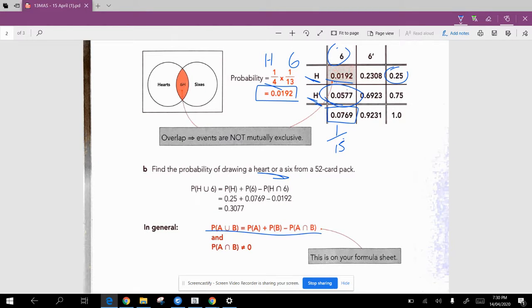Now we go back to this probability, which we saw at the top. This is such an important one, and that's why they have it on your formula sheet so you can see it. With mutually exclusive events, just remember that the probability of A intersection B is always 0. So here, the probability of A is 0.25, which comes from that bit there. So that's the heart. The probability of a 6 is 0.0769. And we subtract the intersection, the probability that it's both of them. And so the probability that it's a heart or a 6 is 0.3077. That's why this formula you'll use a lot.